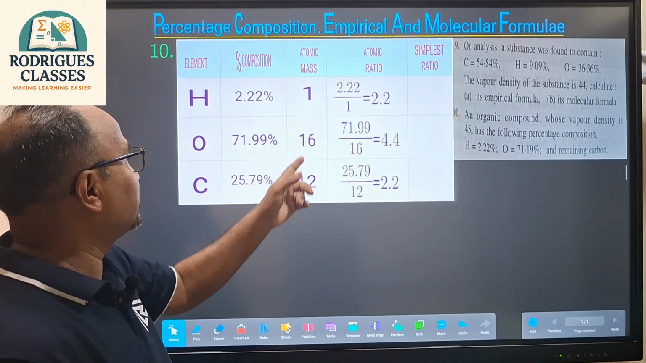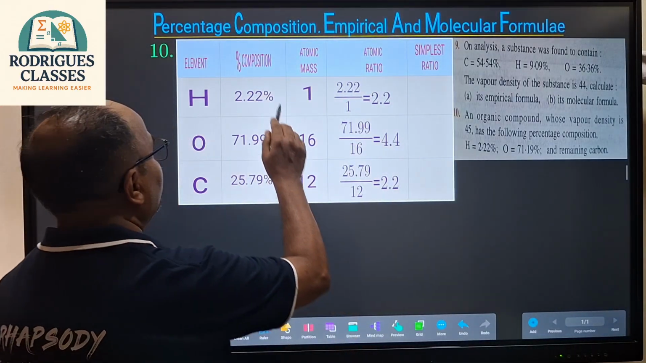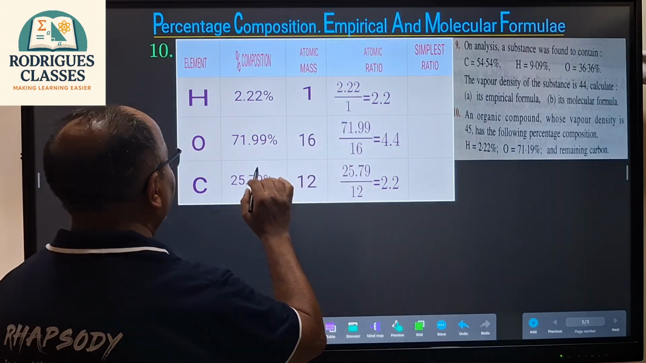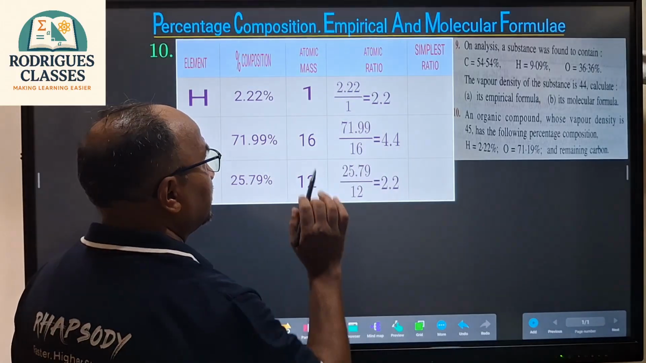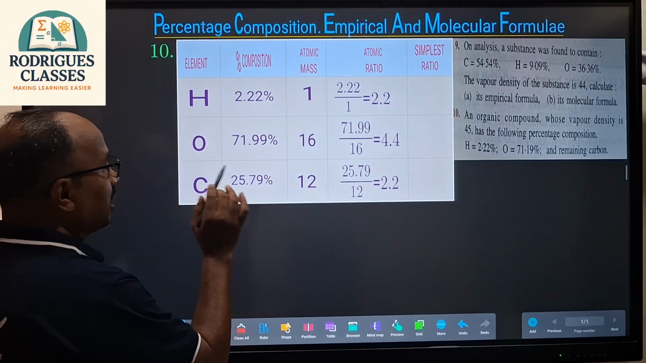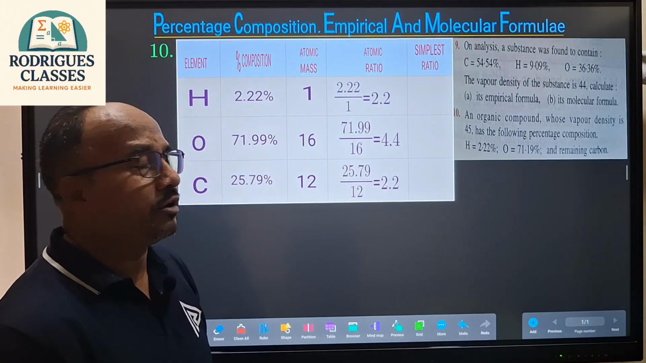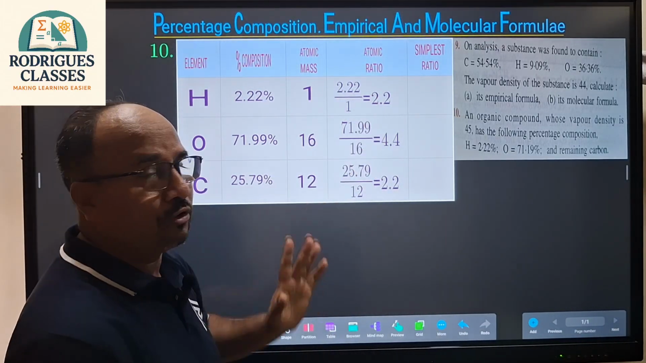Then the atomic masses are written here. Okay, and now we go to find the ratio. So for hydrogen, 2.22 divided by 1 gives you 2.2. For oxygen, 71.99 divided by 16 gives you 4.4, and for carbon 25.79 divided by 12 gives you 2.22. So we know that the smallest ratio is 2.2 at two places.